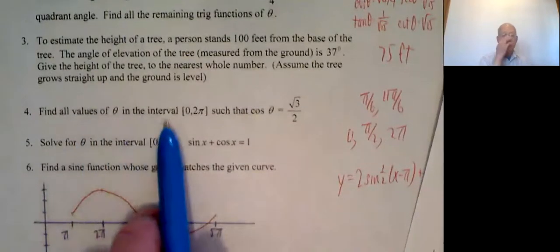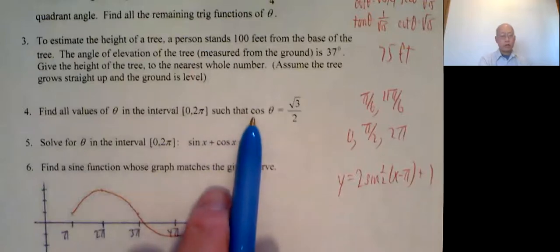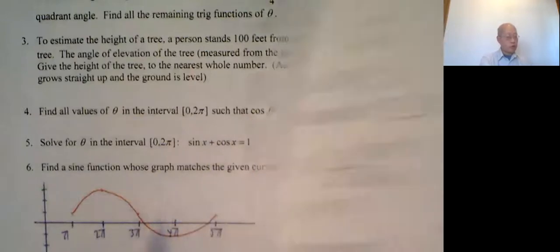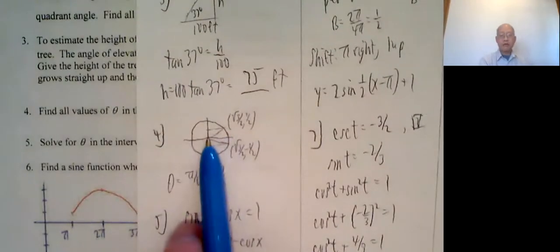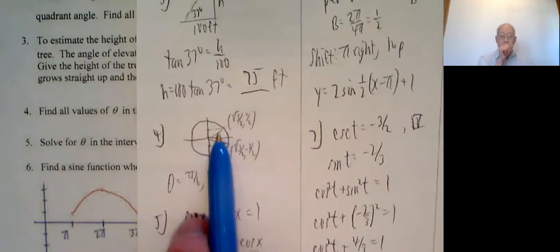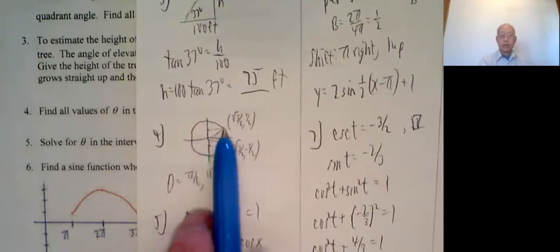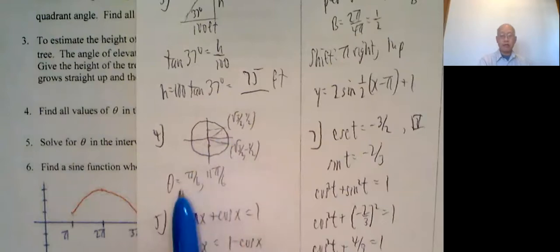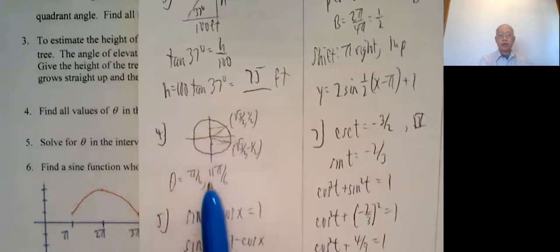Number 4, between 0 and 2 pi, cosine of theta is radical 3 over 2. Cosine is positive in quadrants 1 and 4. Okay, radical 3 over 2 is always paired with a half. So that means the y-coordinate is either a half or negative a half. So that looks like 30 degrees, pi over 6. This is 30 degrees off of 360, so 330 degrees, 11 pi over 6.